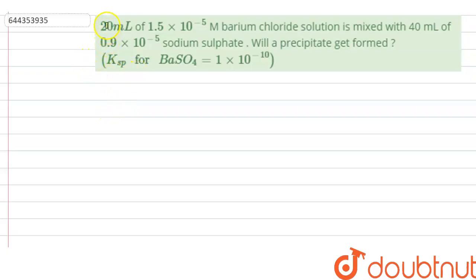Hello everyone, let us solve this question. The question says that 20 ml of 1.5 into 10 raised to the power minus 5 molar barium chloride solution is mixed with 40 ml of 0.9 into 10 raised to the power minus 5 sodium sulfate. Will a precipitate get formed? Ksp for barium sulfate is equal to 1 into 10 raised to the power minus 10.